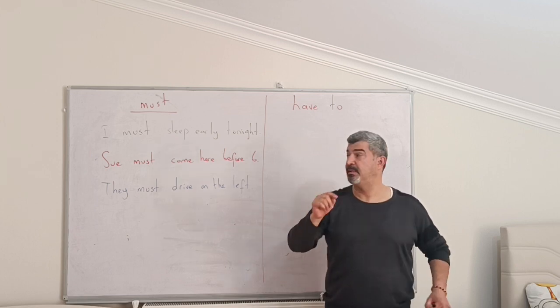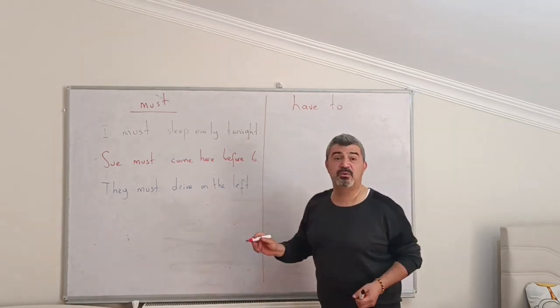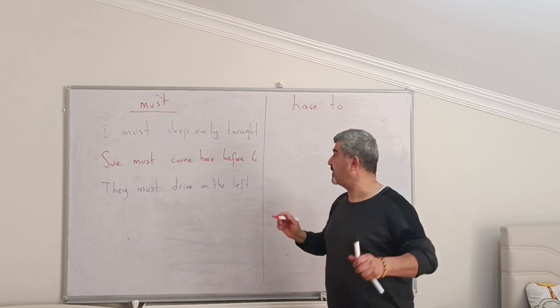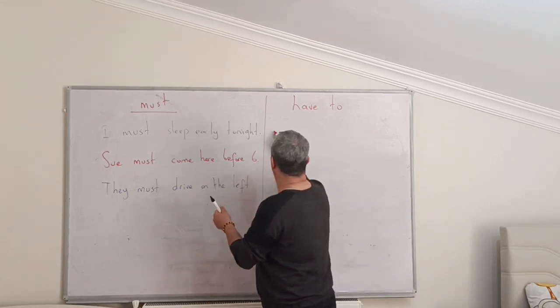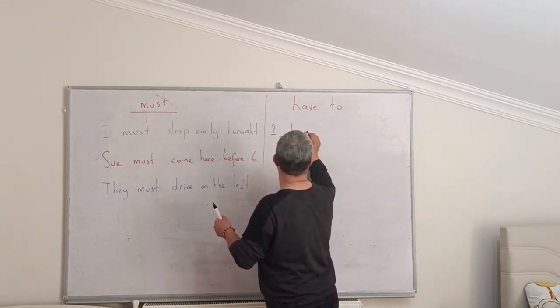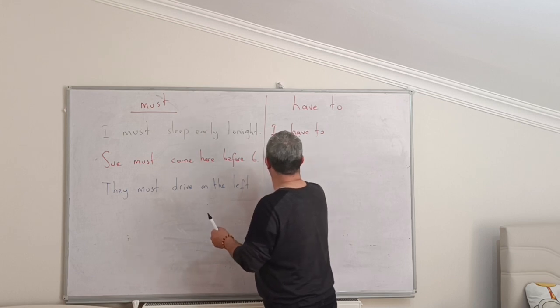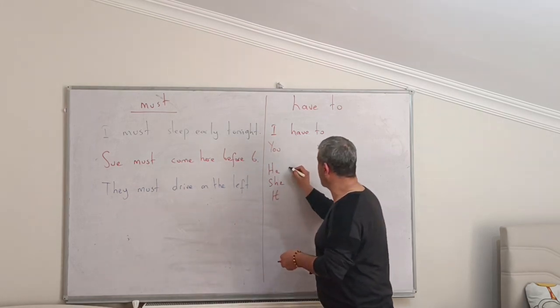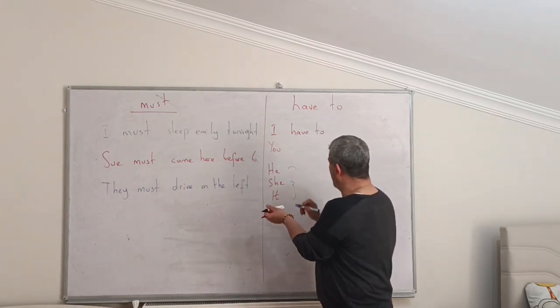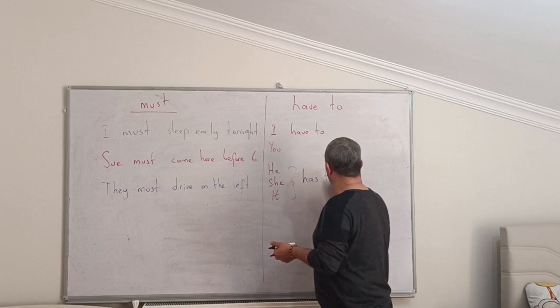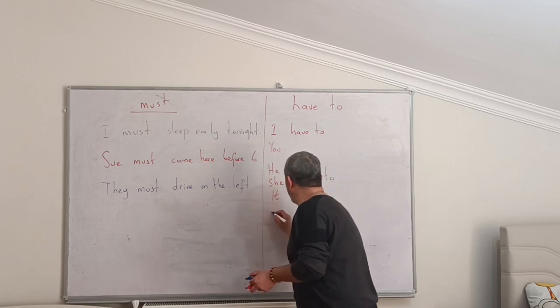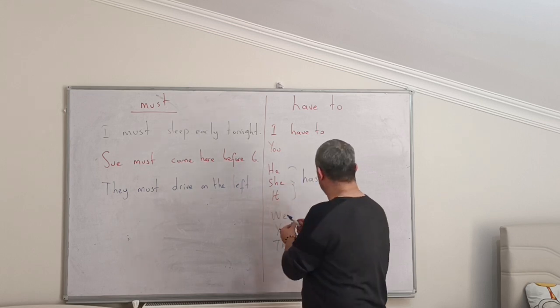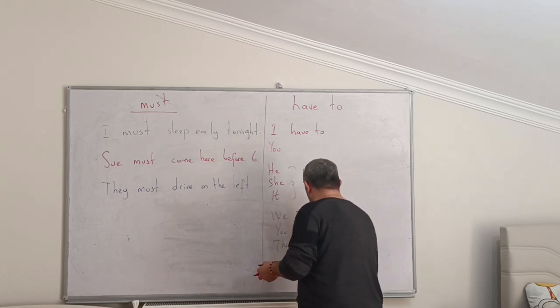You think so. But when we talk about have to, let me write the have to word. For example, I have to, you have to, he, she, it. Please pay attention here: with he, she, it, we use has to, and then we say we, you, they, have to.